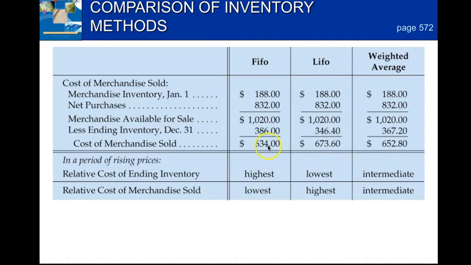So in a period of rising prices, the relative cost of ending inventory is highest in FIFO, lowest in LIFO, and intermediate is the weighted average, okay, because it's taking the average. And the relative cost of merchandise sold in a period of rising prices is lowest in FIFO, highest in LIFO, and the weighted average is intermediate.